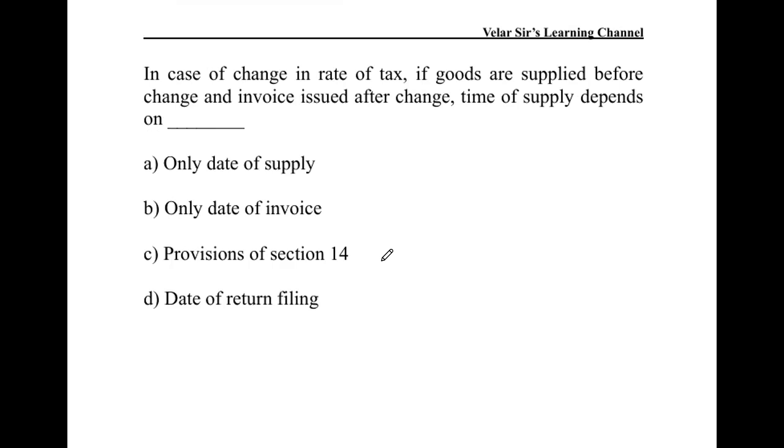The next MCQ, in case of change in the rate of tax. Here the concept is change of rate. Okay. In case of change in the rate of tax, if goods are supplied before change and the invoice issued after the change, time of supply depends on dash. First option only date of supply, second option only date on invoice, third option provision for section 14, fourth option date of return filing.